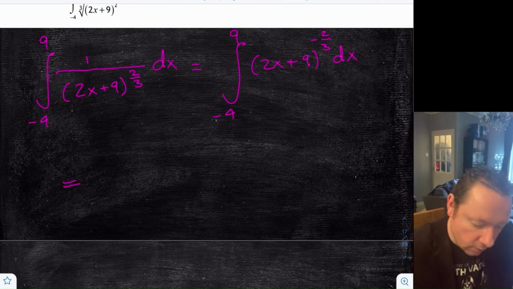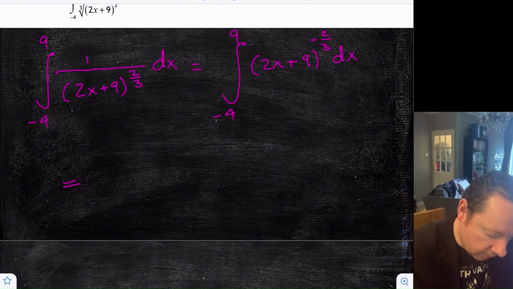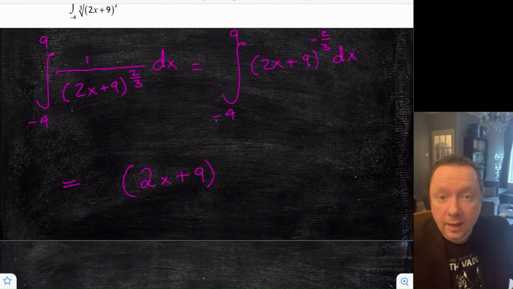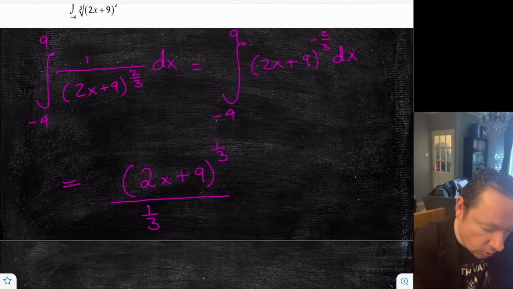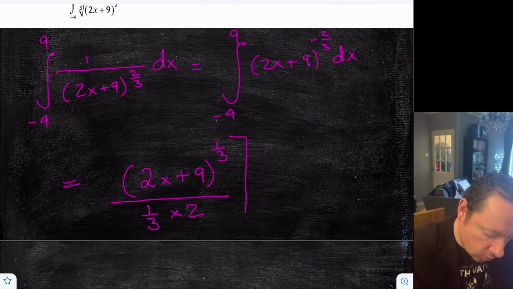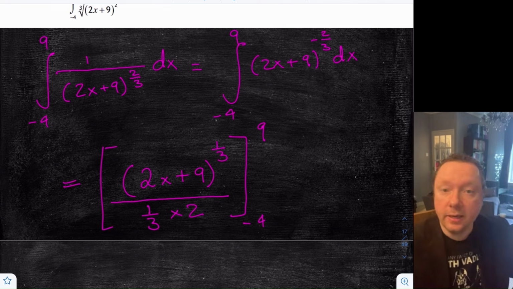So we add 1 to the power and divide by the new power. So being very careful, we've got 2x plus 9. Add 1 is a third. Divide by our new power, so divide by a third, but also divide by this differentiated, which is 2. So I can say times 2 on the top and bottom as well. And that is between -4 and 9, which I'll substitute in when I'm ready.